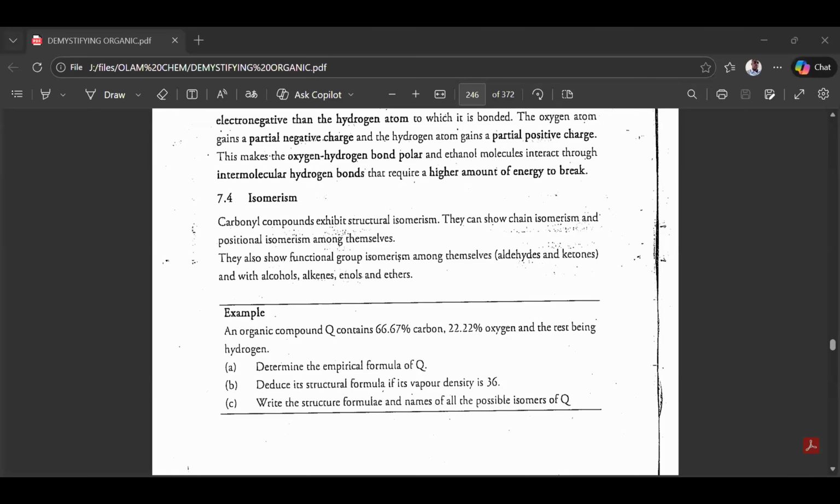But I'm very sure the part of the empirical formula and structural formula is very easy. I don't expect anyone to face a challenge there with writing the empirical formula, molecular formula or structural formula. Then isomers, at least we can create a chain, we can create position. Yeah, at least we can create those ones, the chain and the position isomers.